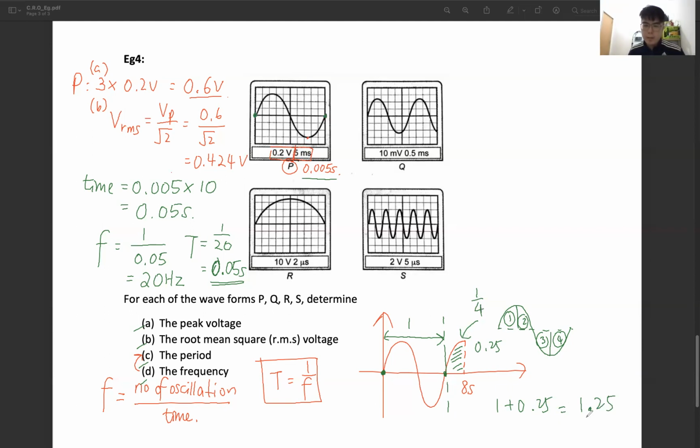1 and a quarter, I divide by the time. So frequency equals n divided by time, 1.25 divided by 8, which gives 0.156 Hertz. This is my frequency of this wave here.